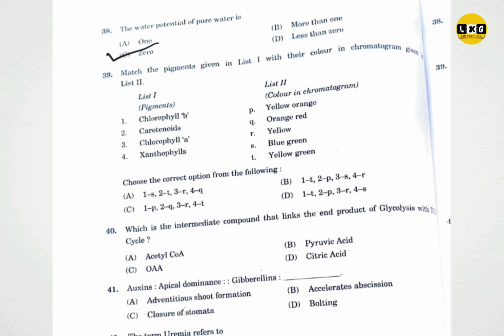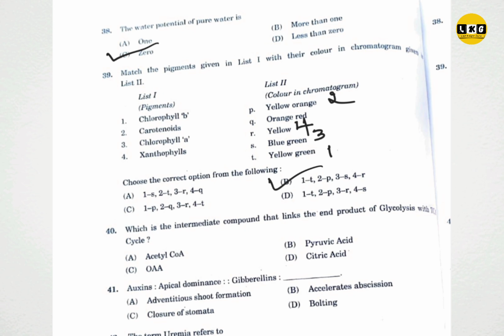Next, match the pigments given in list 1 with their color in the chromatogram given in list 2. So 39th question, let's see. Chlorophyll B matches with yellow green. Next, carotenoid matches with yellow orange. Chlorophyll A matches with blue green and xanthophyll with yellow. Okay, so here 1T, 2T, 3S and 4R. So option B is the correct one. Next, which is the intermediate compound that links the end product of glycolysis with TCA cycle? This is the easy question.